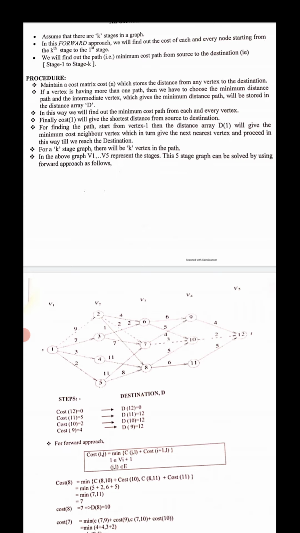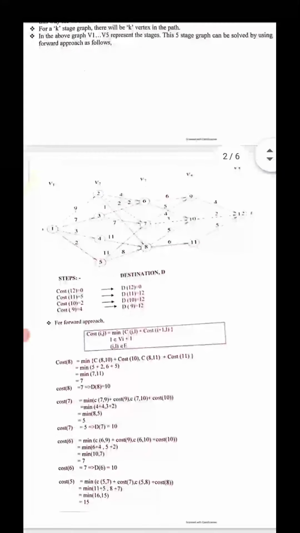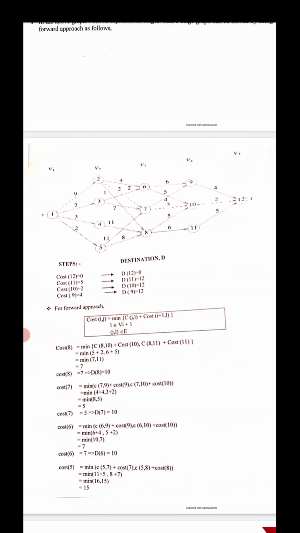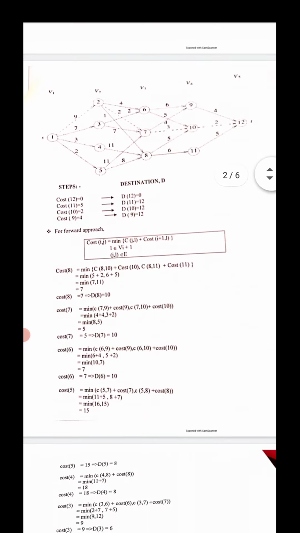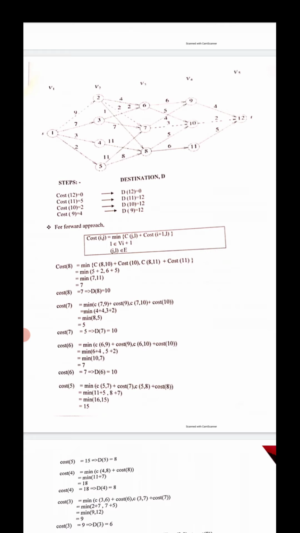It goes as follows. Listen carefully, otherwise you won't be able to understand the problem. This is one of the stage graphs, where the vertices given are v1, v2, v3, v4, v5, that is, 5 stages from v1 to v5. Look at this diagram and draw this forward approach graph in your notes, otherwise we can't understand. Here look at the steps.